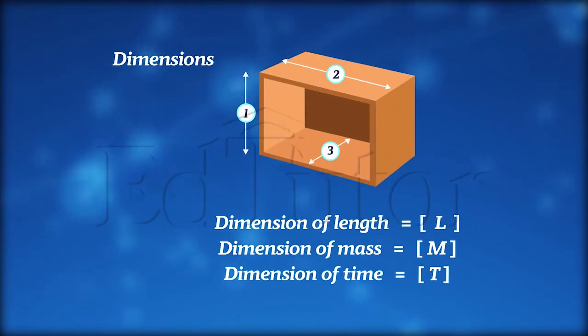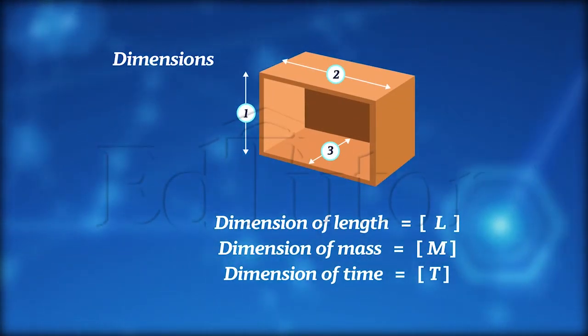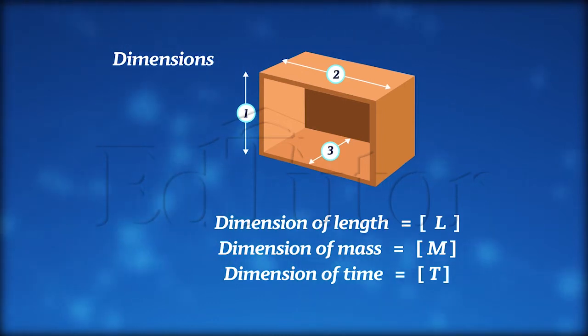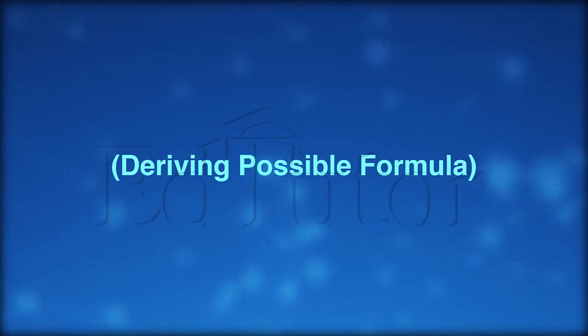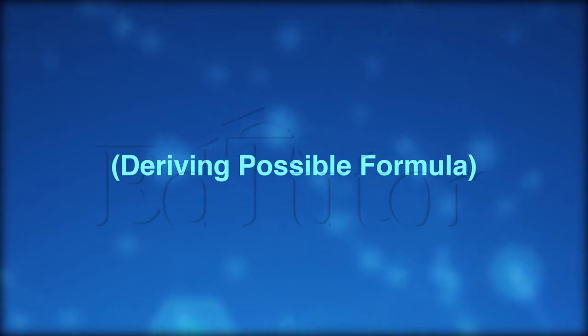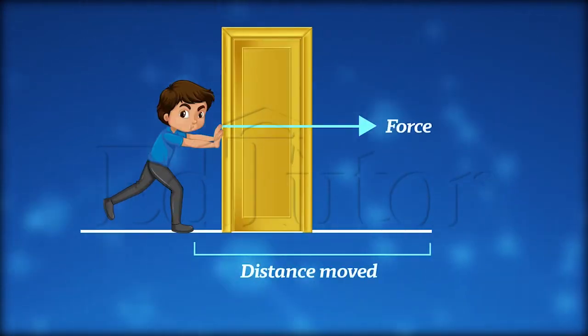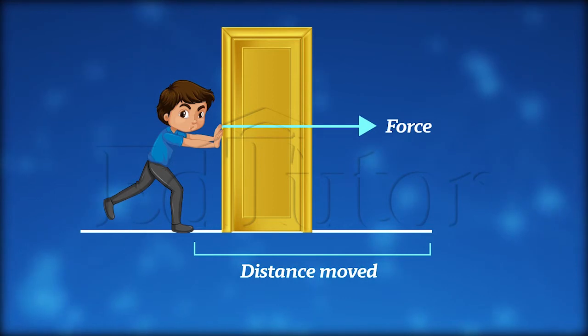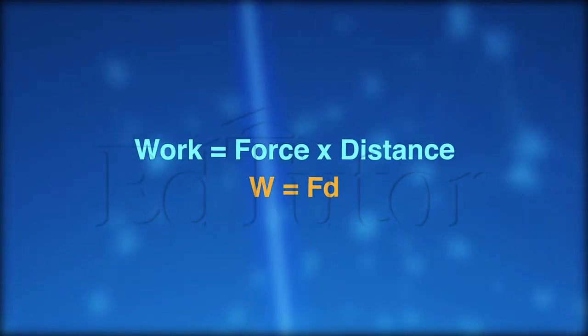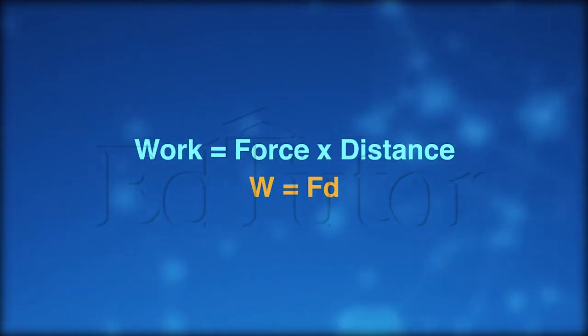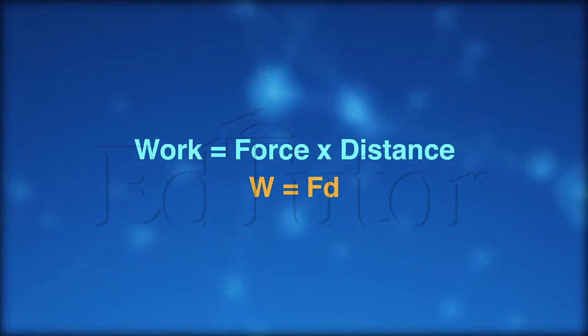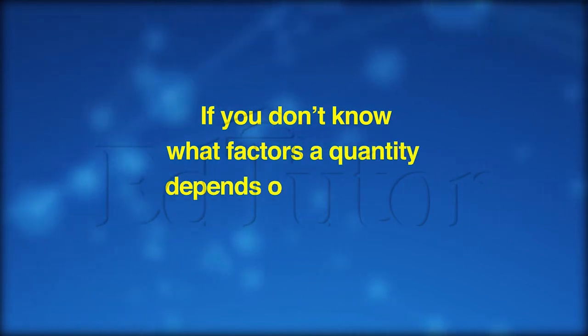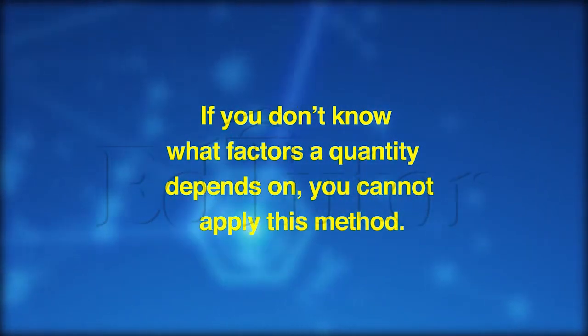Another advantage of dimensions is that we can use them to derive the formula of a physical quantity. Let's see how. This method works successfully if we correctly guess various factors on which the physical quantity depends. For example, if you know work depends on force and distance, using this method, you can easily determine the equation of work in terms of force and distance. But if you don't know what factors a quantity depends on, you cannot apply this method.